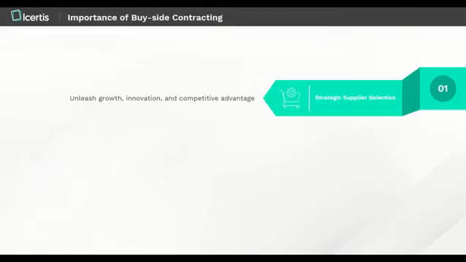Now let's delve into the importance of buy-side contracts. These contracts give you the power to strategically select suppliers who align perfectly with your organization's goals, values, and long-term strategies. By carefully evaluating and considering your options, you can establish robust partnerships that foster innovation, drive success, and give your organization a competitive edge.